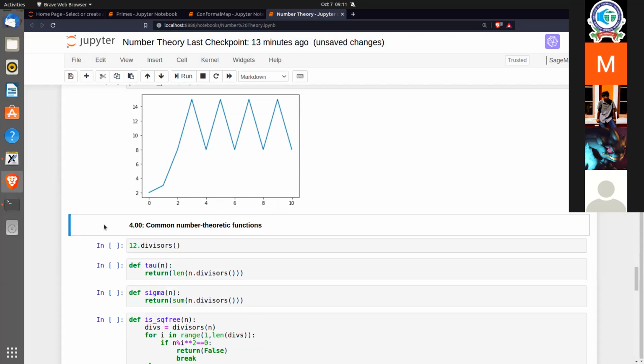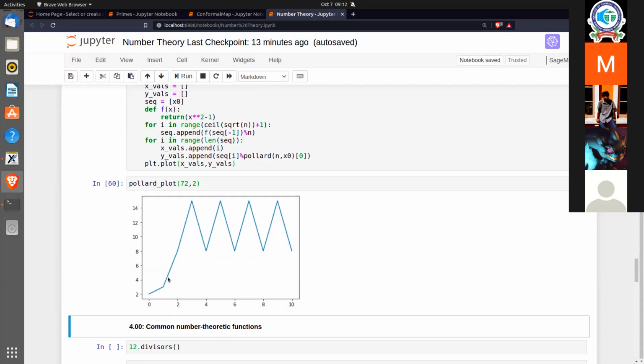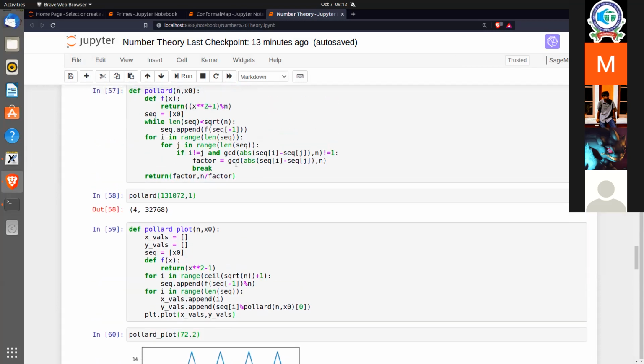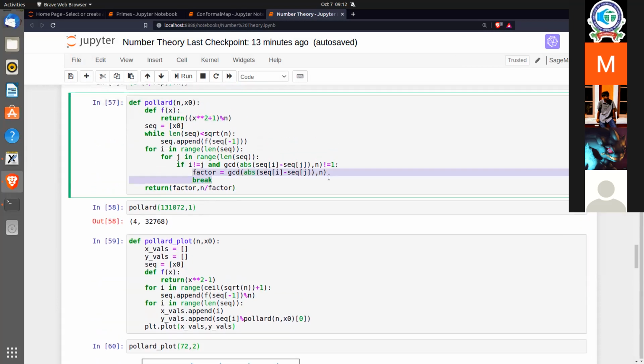Okay, it's running into some issue. So you will see that it keeps jumping after it touches 14, right? So what I'm doing here in this program is essentially, as soon as I get that factor that I'm looking for, I'll break out of that loop.